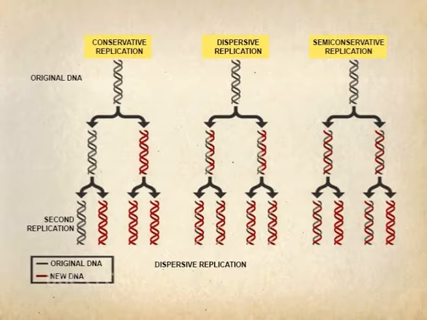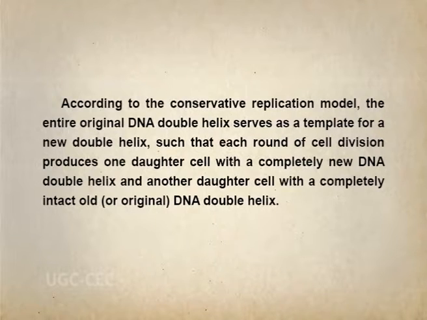Semi-conservative replication was not the only model of DNA replication proposed during the mid-1950s. In fact, two other prominent hypotheses were put forward: the conservative replication and the dispersive mode of replication. According to the conservative replication model, the entire original DNA double helix serves as a template for a new double helix, such that each round of cell division produces one daughter cell with a completely new DNA double helix and another daughter cell with a completely intact old original DNA double helix.